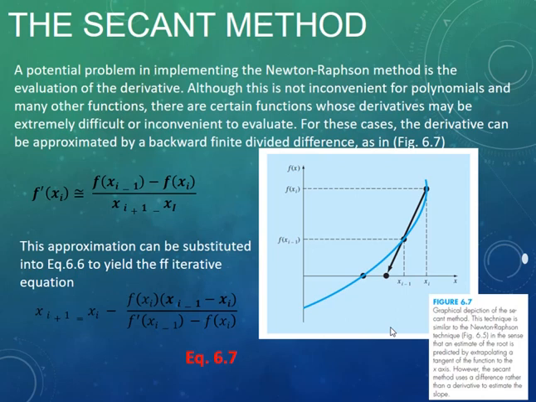As you can see in figure 6.7, it's a graphical depiction of the secant method. This technique is similar to the Newton-Raphson technique in the sense that an estimate of the root is predicted by extrapolating a tangent of the function to the x-axis. However, the secant method uses a difference rather than a derivative to estimate the slope. So difference ang ginamit niya para sa pag-compute ng first derivative.